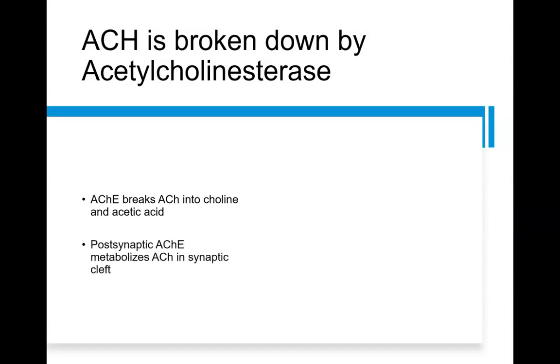So acetylcholine is broken down by acetylcholinesterase, or AChE. It's going to break acetylcholine down into choline and acetic acid. This catabolism is basically going to terminate neurotransmission. Acetylcholinesterase is going to metabolize acetylcholine in the synaptic cleft. And that's largely what's going to be done.